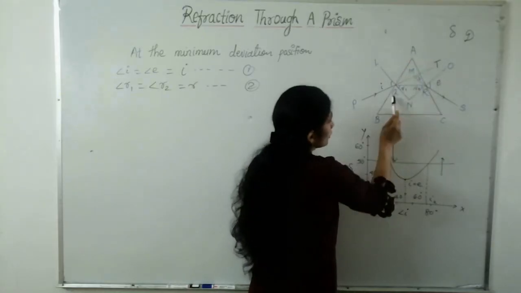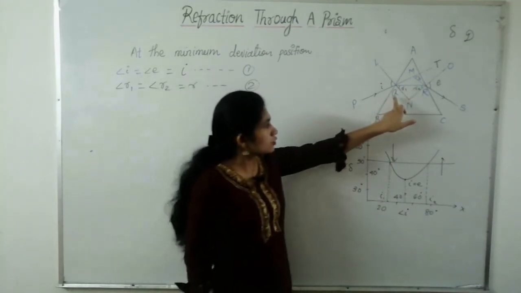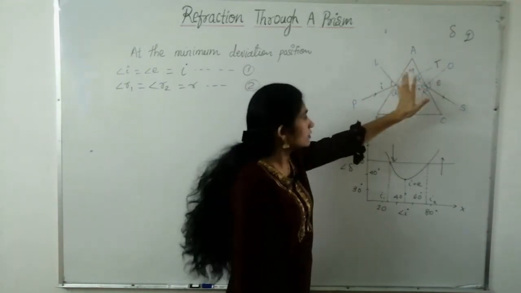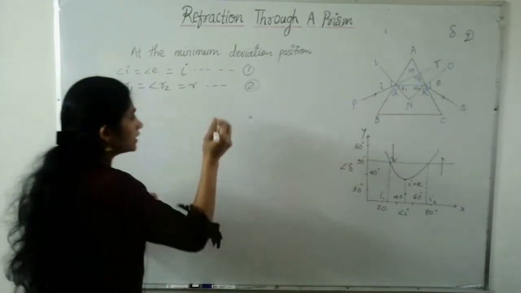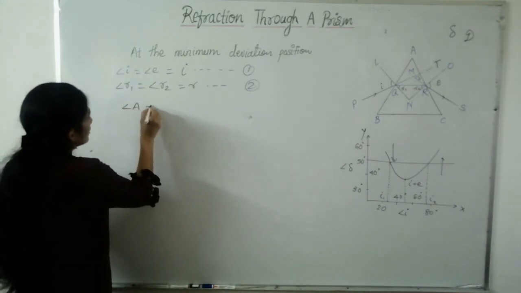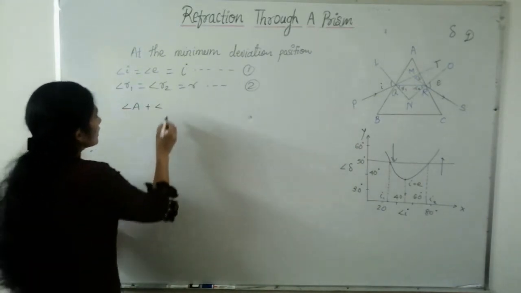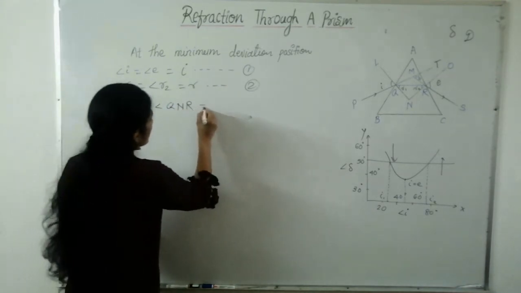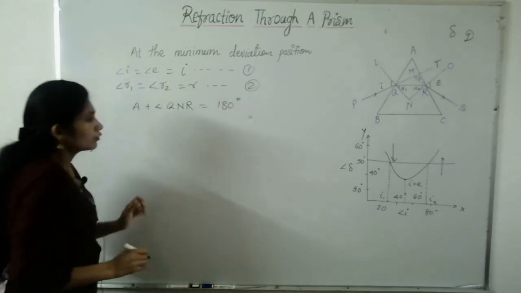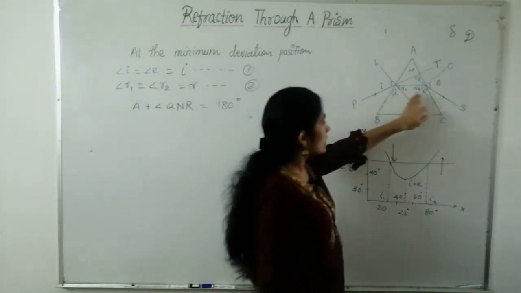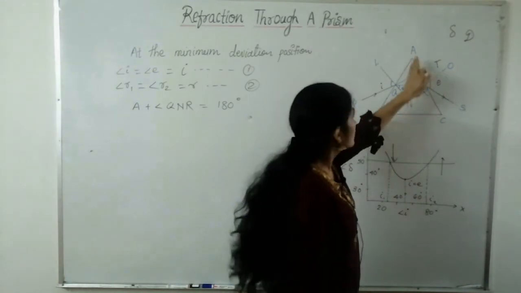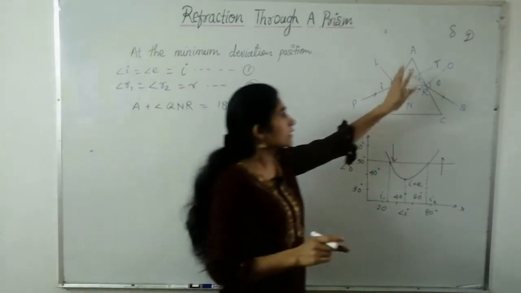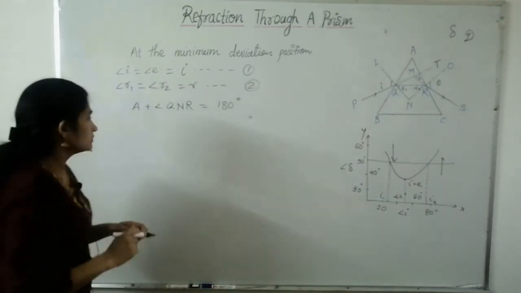Now in this quadrilateral AQNR, these two angles are 90 degrees because these two are normals. Therefore, these angles are 90 degrees, and hence we can write angle A plus angle QNR is equal to 180 degrees, because the sum of these two angles must be 180 degrees, since the sum of all four angles of the quadrilateral is 360 degrees.